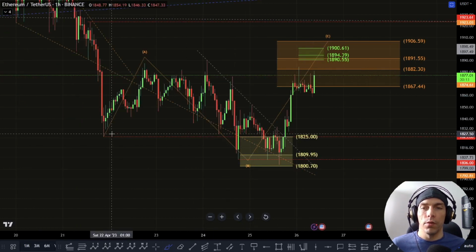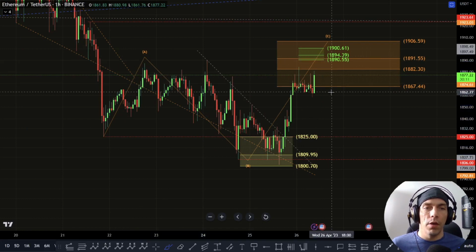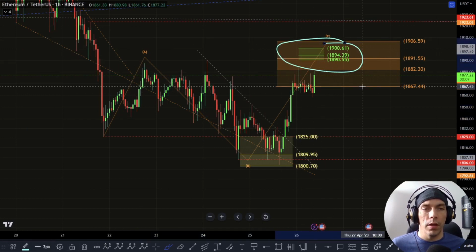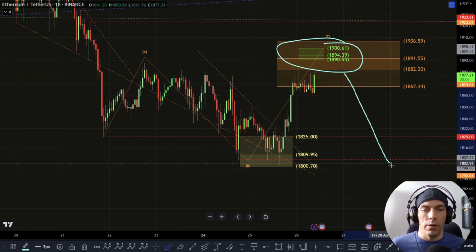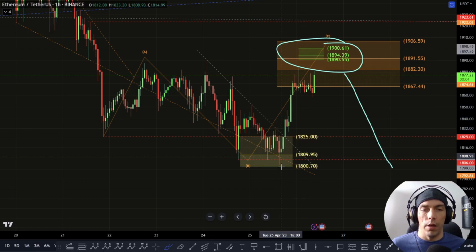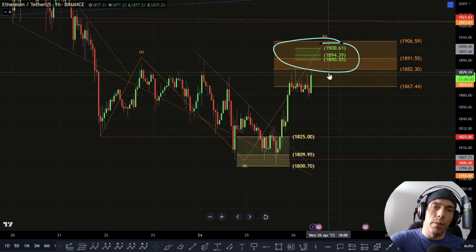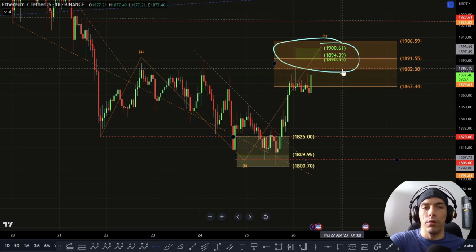What we want to see is if this is a flat correction like this. Basically, once this five-wave move completes, what we want to see is a breakdown and a taking of this low again, which is sitting here at this 1801.66. So if that plays out, then we have confirmation of a flat correction here.